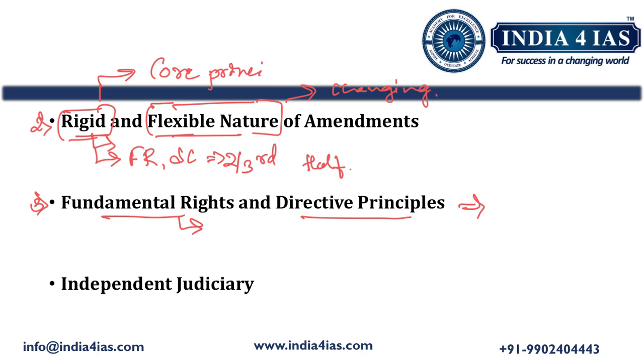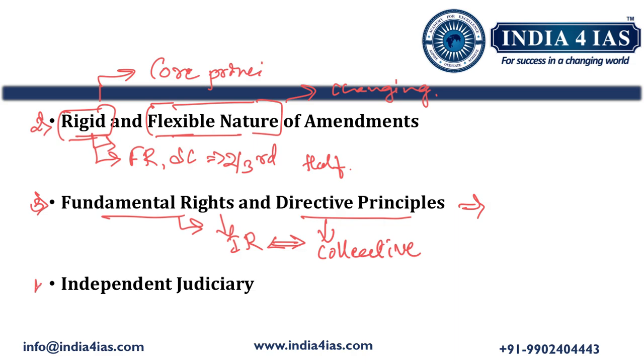So there is a balance between fundamental rights and directive principles of state policy. Fundamental rights ensure protection and justice for individuals, whereas the directive principles offer a roadmap for socio-economic development. So this reflects the balance between individual rights and collective welfare. This is concerned with individual rights and this is concerned with collective welfare. So both these aspects of the constitution balance between individual rights and collective welfare.